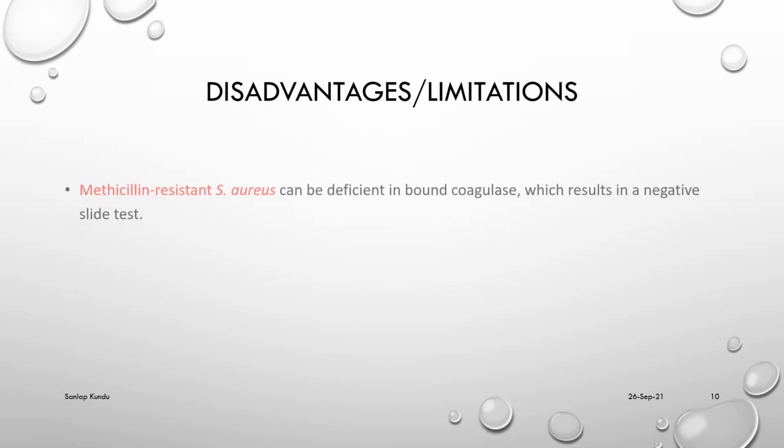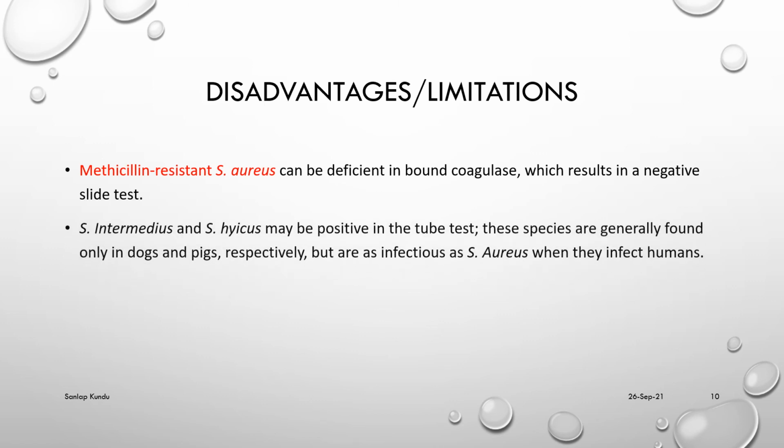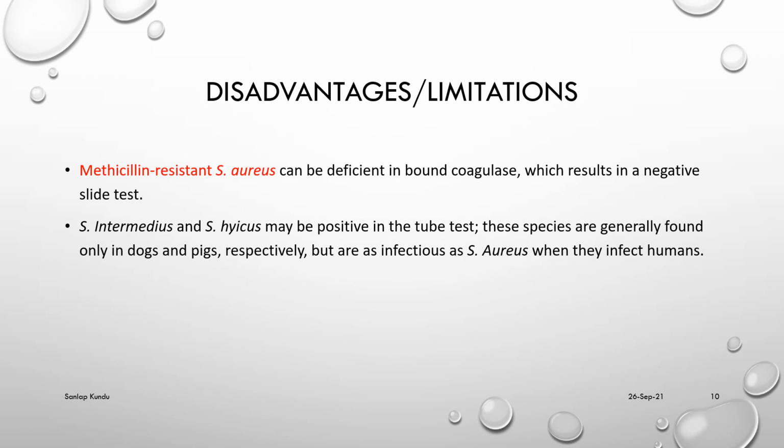Let's see some disadvantages or limitations of this test. The first is that methicillin-resistant Staphylococcus aureus can be deficient in bound coagulase, which results in a negative slide test but a positive tube test. Staphylococcus intermedius and Staphylococcus hyicus may be positive in the tube test, as these species are generally found only in dogs and pigs respectively, but they are as infectious as Staphylococcus aureus when they infect humans.